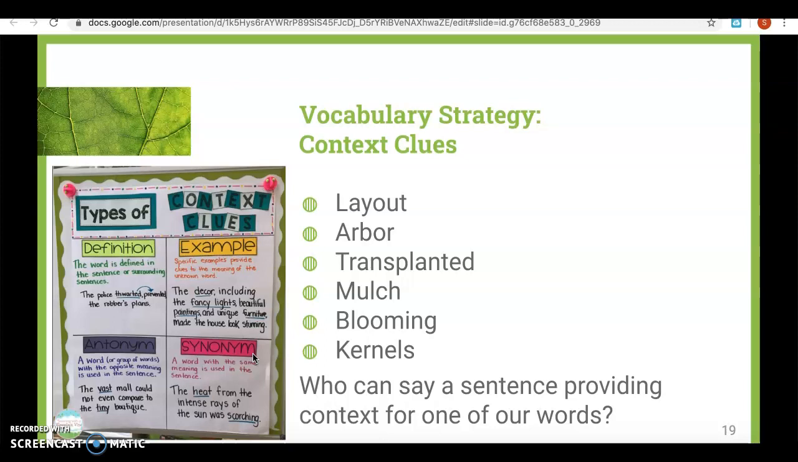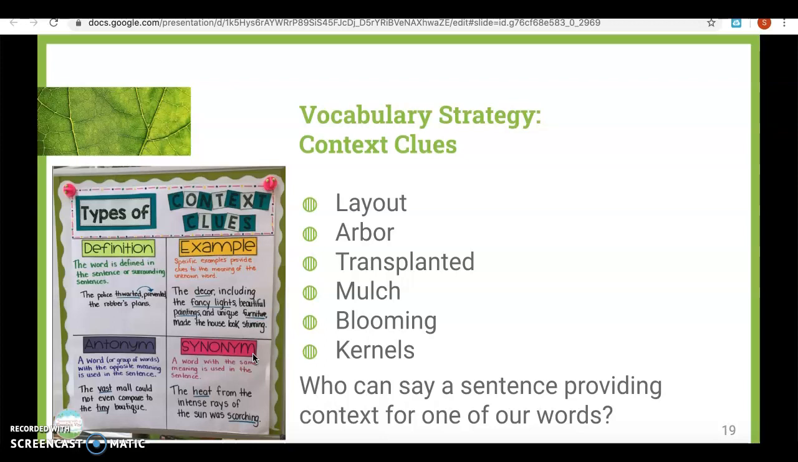Sometimes we have specific examples that provide clues to the meaning of the unknown word. For example, the decor, including the fancy lights, beautiful paintings, and unique furniture, made the house look stunning. So decor is fancy lights, beautiful paintings, and unique furniture. Those are examples.